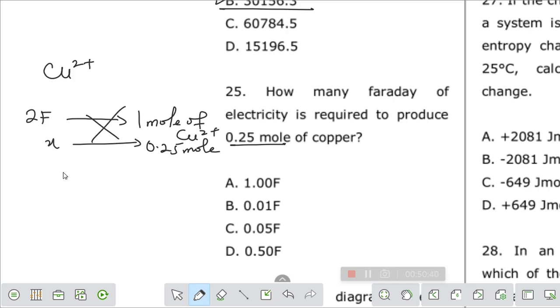So let's cross multiply. We have 0.25 times 2 farad is equals to 1, which is our x. We are cross multiplying the x times this, 0.25 times this. So 0.25 times 2, that's 1 over 4 times 2, that is 0.5 farad. So the answer is 0.5 farad. Once you know the logic like this, you are good to go. So our answer is 0.5 farad.